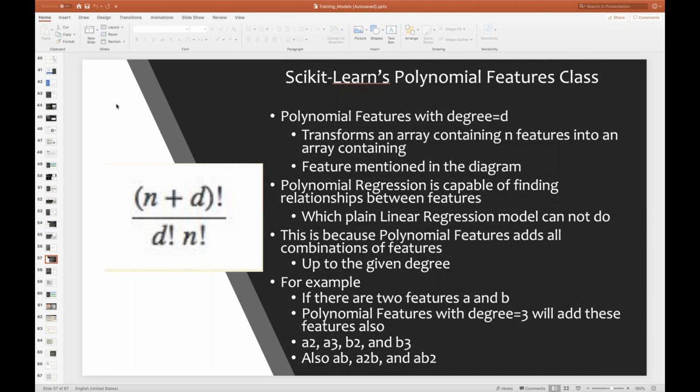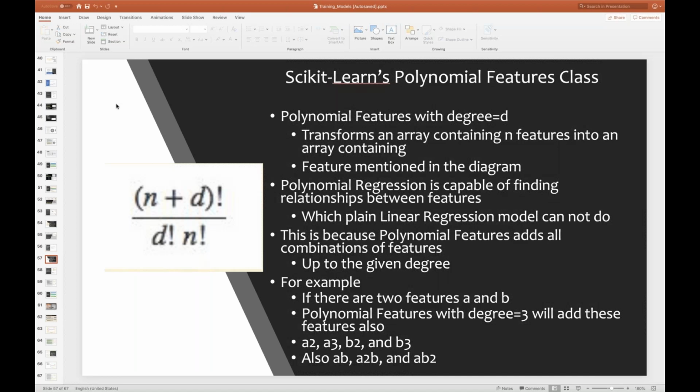Now, once again, if you have 10 degrees, an array with 10 features will be converted into (n + d)! divided by n! d!. If you ask me what the factorial in n plus d means, even I don't know, because I don't really care what the calculus does. All I care is, do I understand how it is implemented? That's all I care.